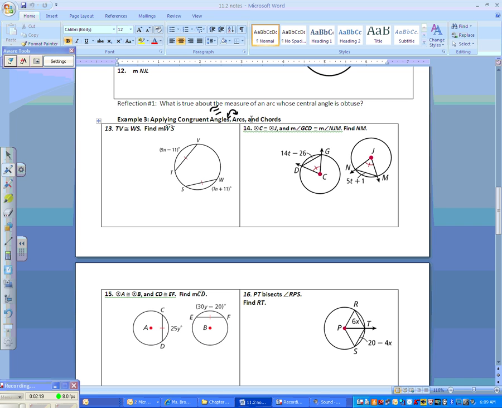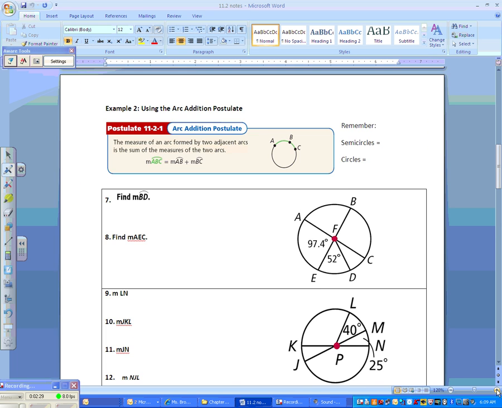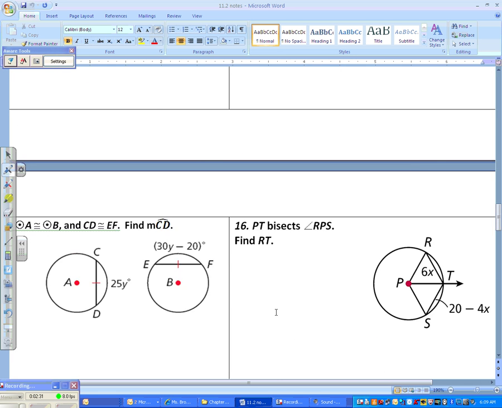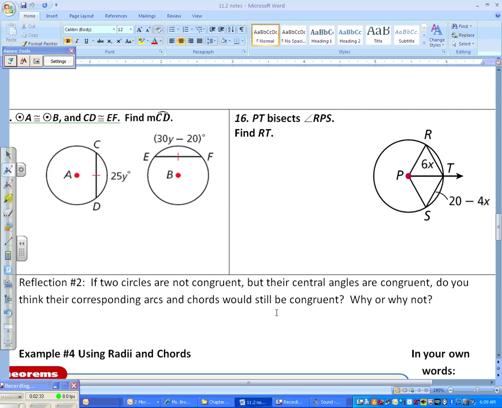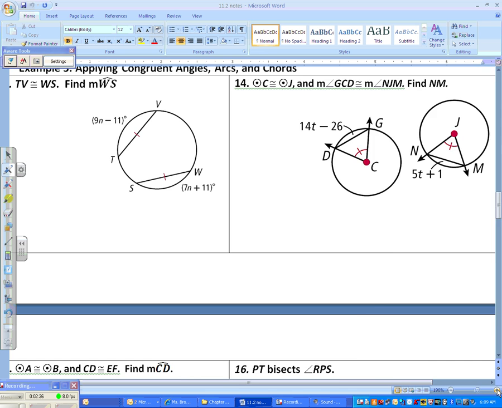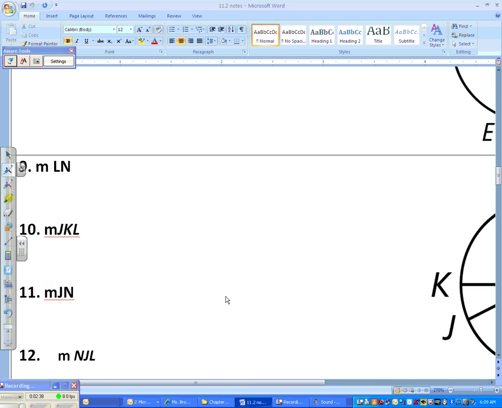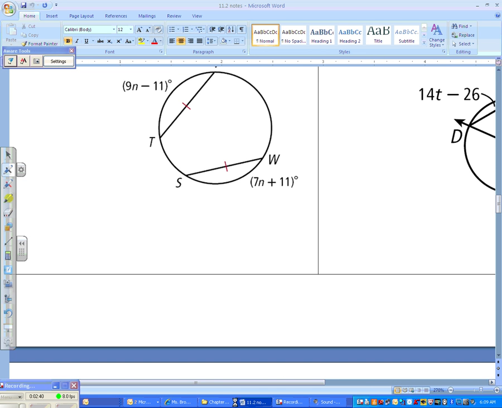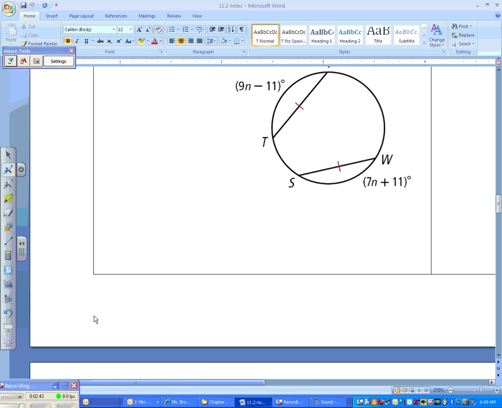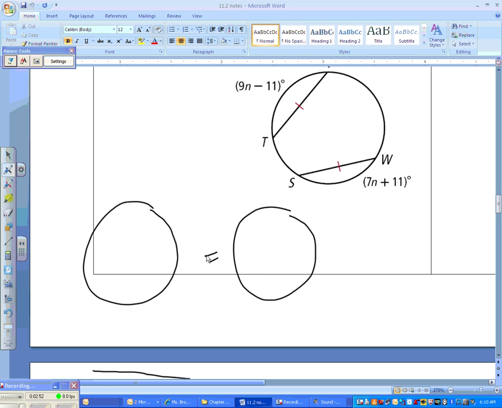The other thing that's really cool is that the chords in between those things are also going to be congruent to each other. I'm going to zoom this in really fast so I can have a blank space. You don't have to write anything down unless you really want to. When we have two congruent circles, so here's a circle and here's a circle, these circles are congruent to each other.